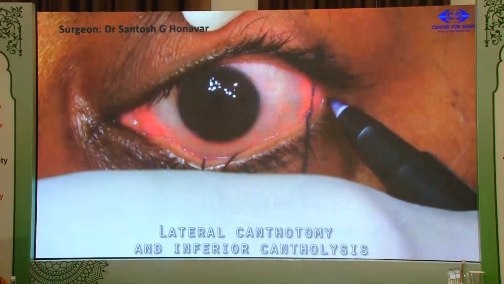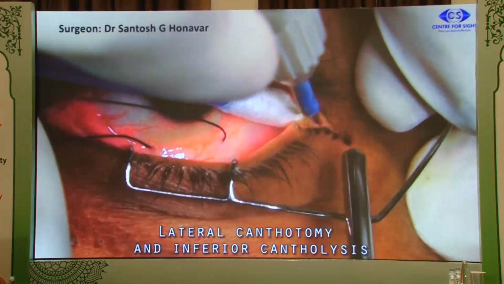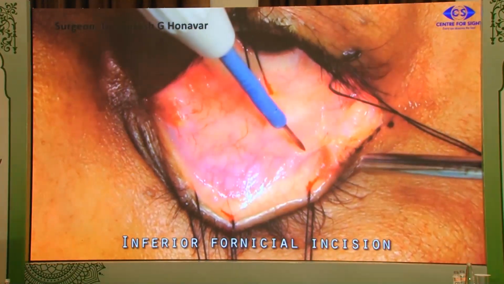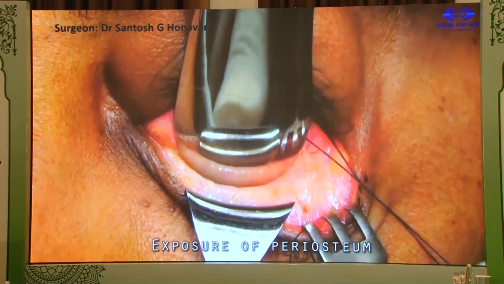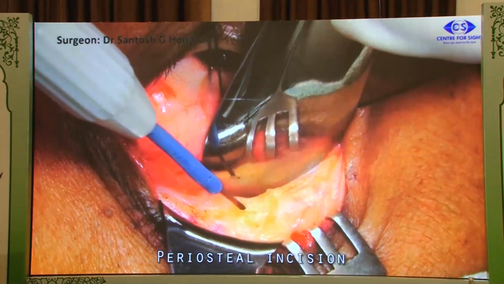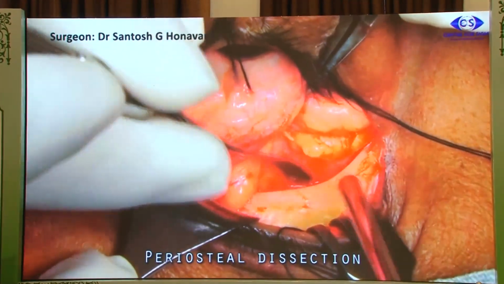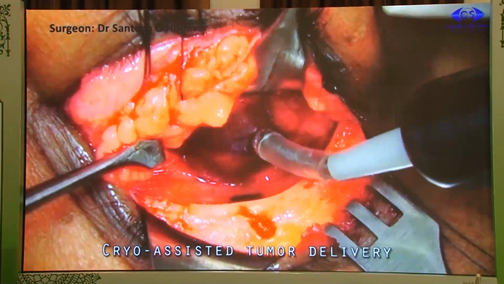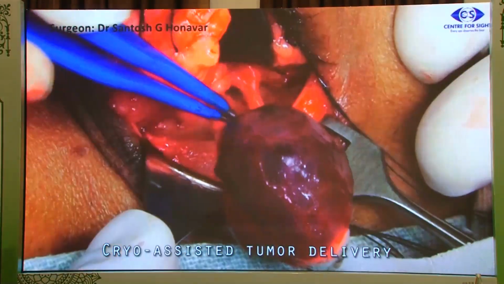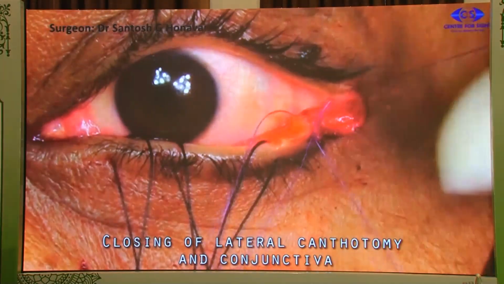Now, what about transconjunctival approaches? When you take a lateral canthotomy and cantholysis, and you take the inferior fornix all the way, and then you expose the periosteum, take a periosteal incision, separate and dissect the periosteum. And again, the cryo-assisted delivery, very easy over here. And then you can close the canthotomy, and that's how you are taken care of.